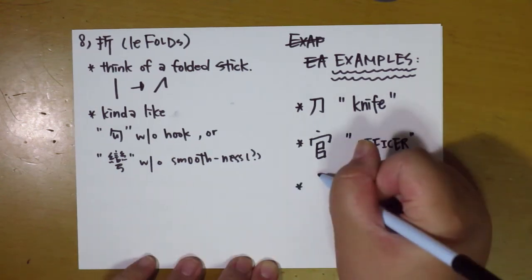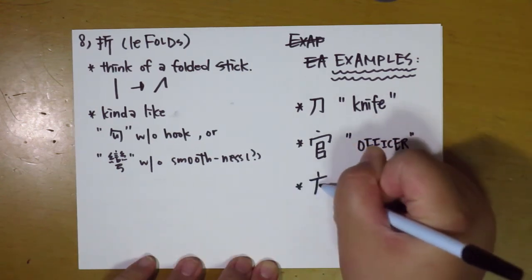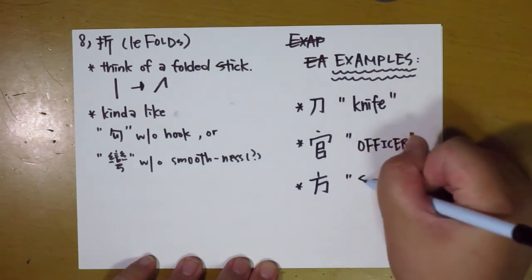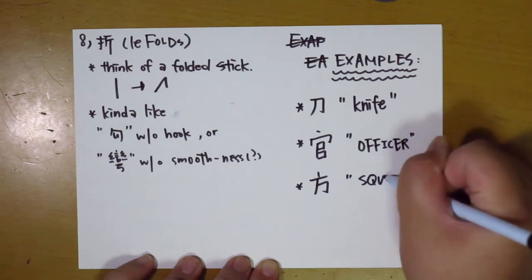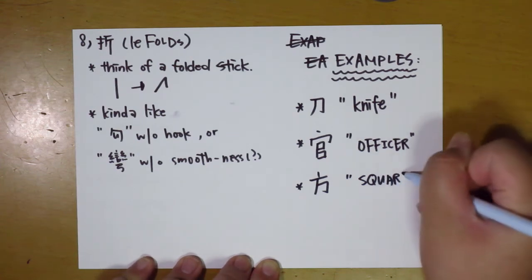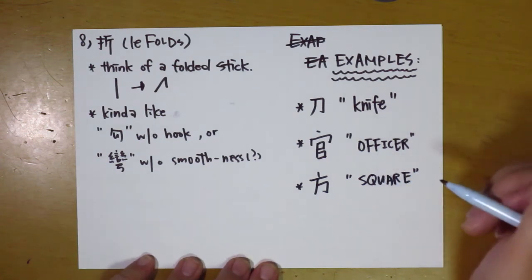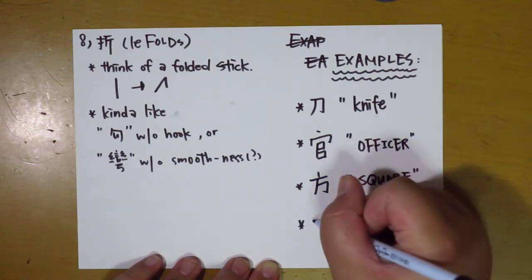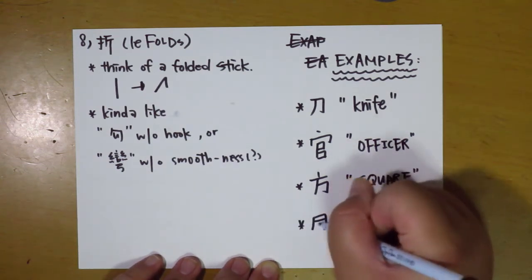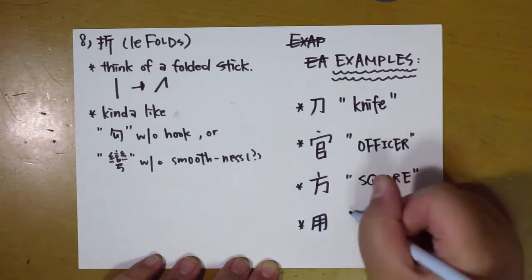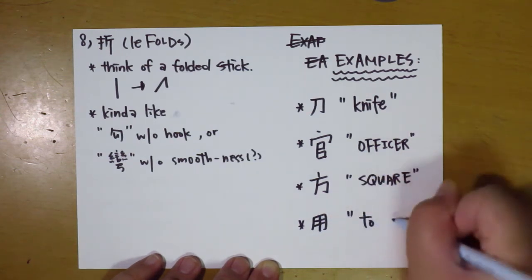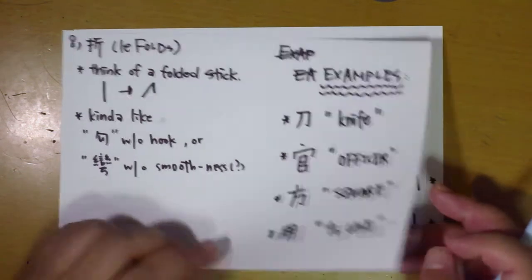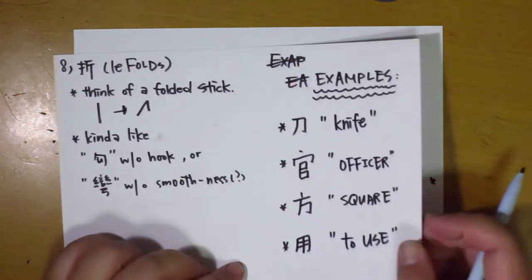The third one we have here is phong. This one is a fold. And phong means square. Not the place, but the shape. The last example here is yong, which means to use. That's pretty much everything about strokes.